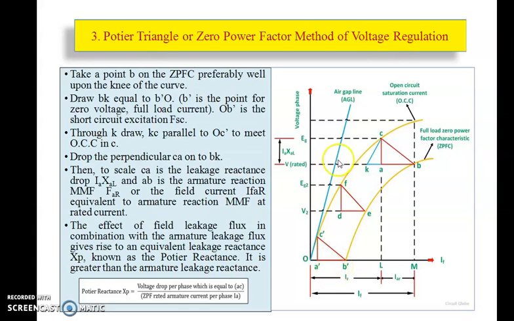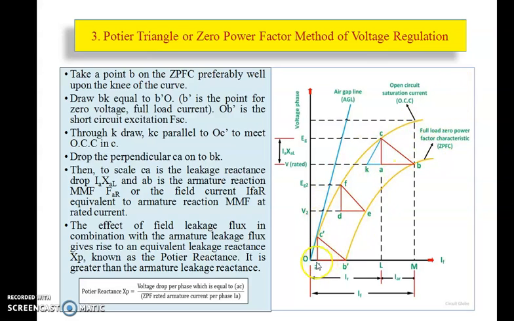Now the procedure for finding the Potier triangle. As we know, the data required for this Potier triangle is nothing but the OCC only. That means we require the data from the open circuit characteristics. Firstly, I am drawing the open circuit characteristics as I get in the calculations. According to the data I have, I am going to draw this particular open circuit characteristics. Simply, I have just drawn the open circuit characteristics here.